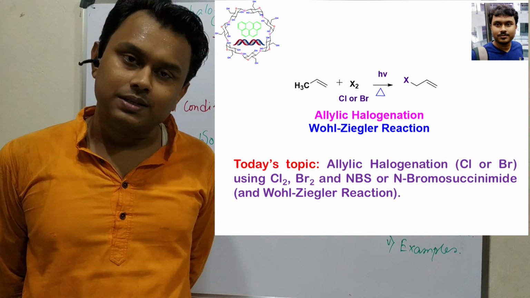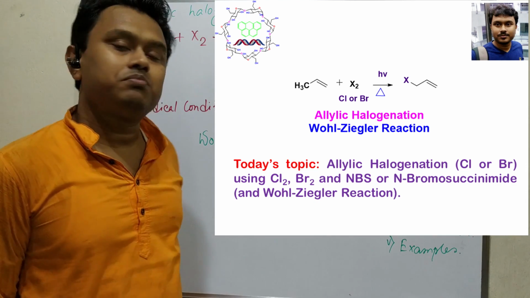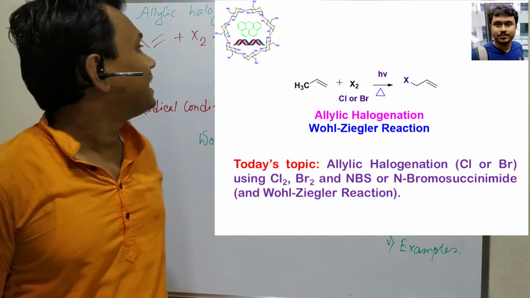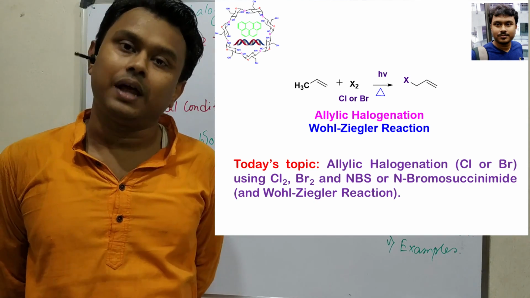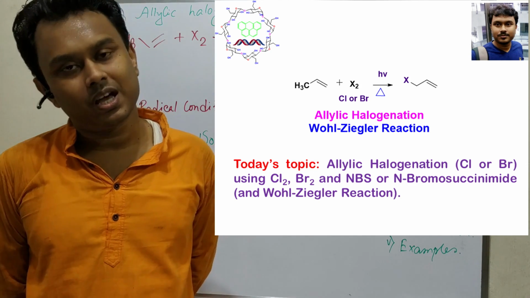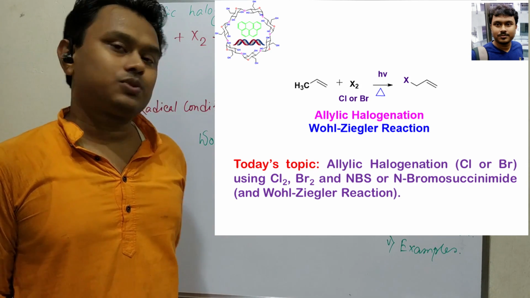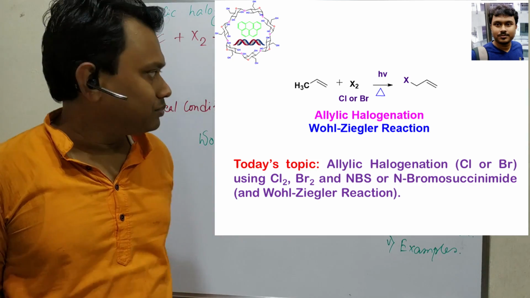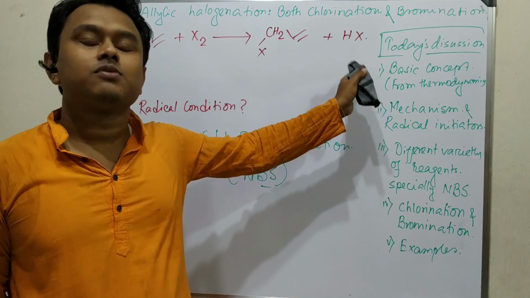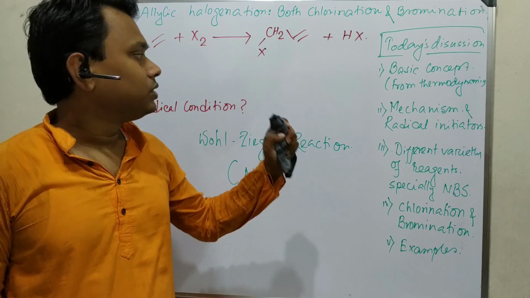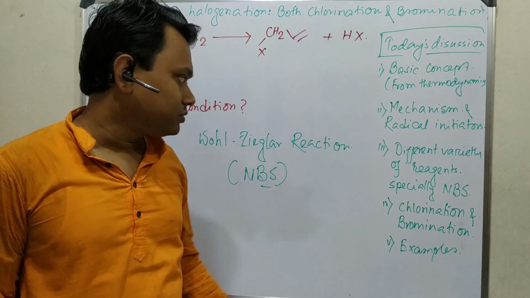So today we will discuss an important reaction for basic understanding, that is allylic halogenation, and mainly we will discuss chlorination and bromination. Today's discussion will cover a few points, for example the basic concept from a thermodynamic point of view of this reaction, and second, the mechanism of this reaction.